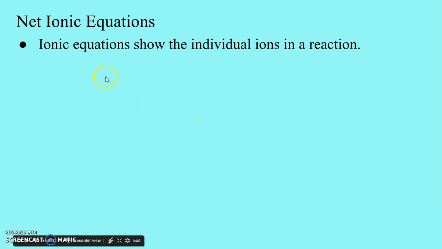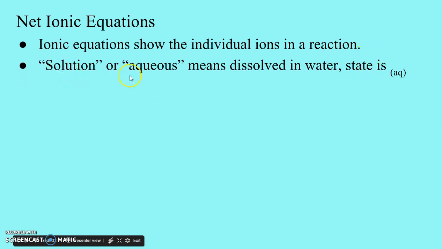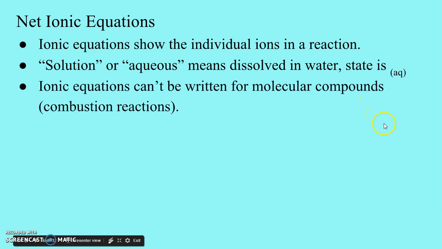A net ionic equation, when you think of net, you need to think of a final product, or the stuff that reacts in the final ending reaction. Ionic equations show the individual ions in a reaction. Solutions or aqueous means that they've dissolved in water, so the state is labeled as AQ. That means they dissociate, meaning they break apart. Sodium chloride would break apart into Na 1 plus and Cl 1 minus. That's what we mean by ionic equations showing the individual ions.